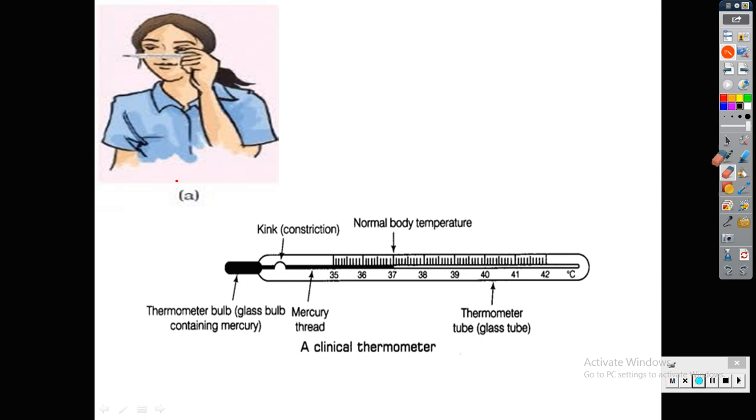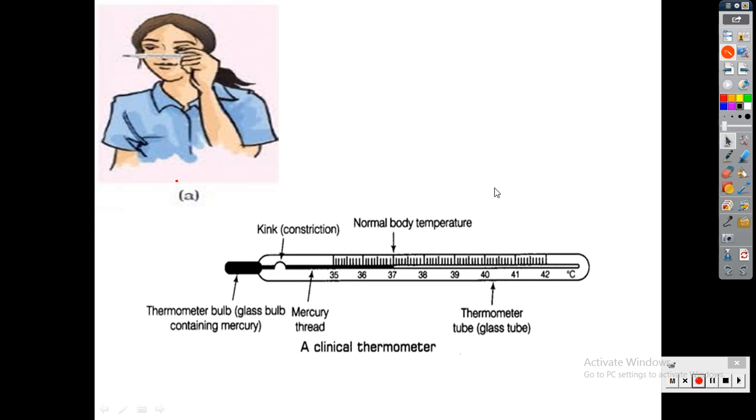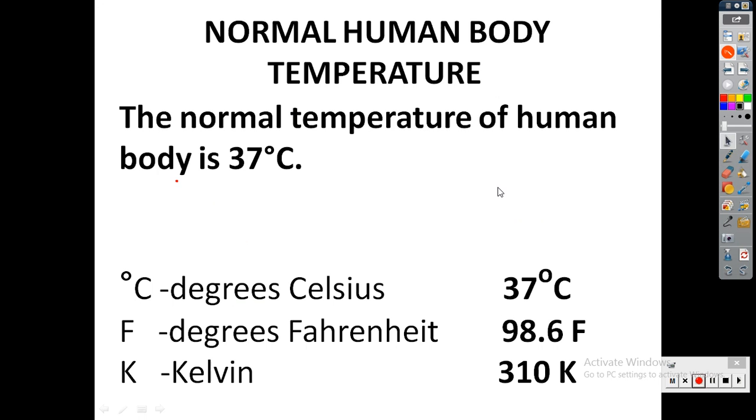And this thermometer is made of glass. So if it is hit with an object, it may break. So handle the thermometer very carefully. These are the precautions we have to take while reading the thermometer.